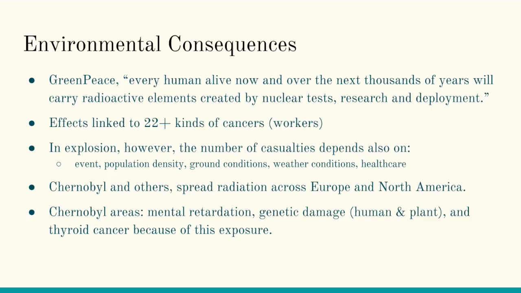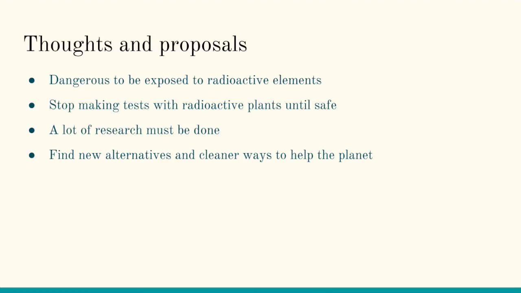Nuclear accidents such as Chernobyl have spread radiation across Europe and North America. In the Chernobyl areas, they have seen mental retardation, genetic damage in human and plant life, and thyroid cancer because of this exposure. It is incredible when you realize how much damage nuclear weapons do to innocent people around the globe. We think that it is very dangerous to be exposed to radioactive elements.